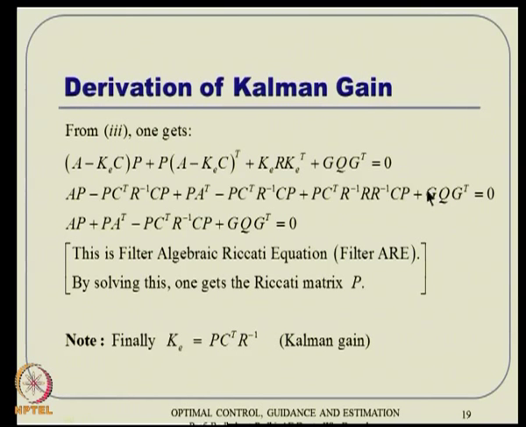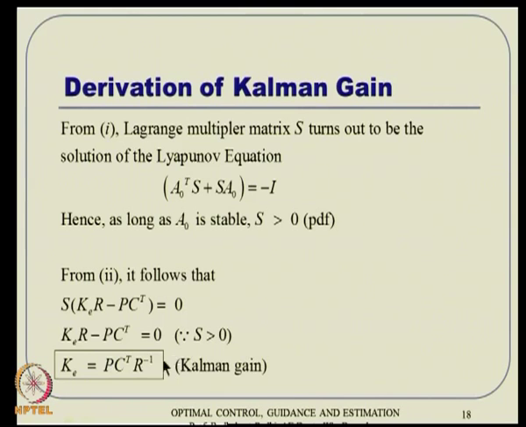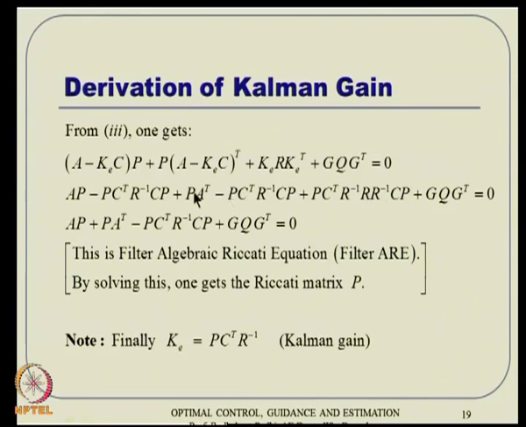Okay. That means you can see that AP is here. Then PA transpose is coming from this term, KE transpose, and K is nothing but PC transpose R inverse. So you can substitute that wherever Ke appears, and you will get that. Then it turns out that two terms will cancel out, because R inverse is identity. Once this is identity, these two terms are equal and opposite, so they will go. So you are left with something like this.